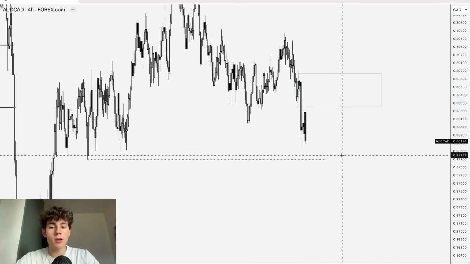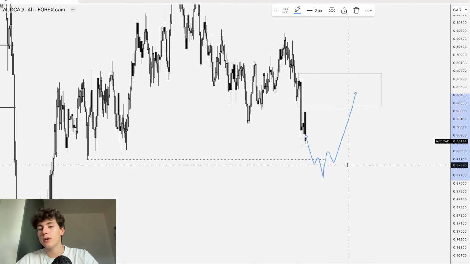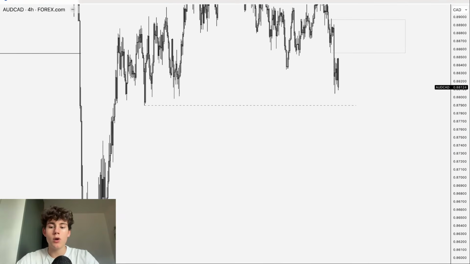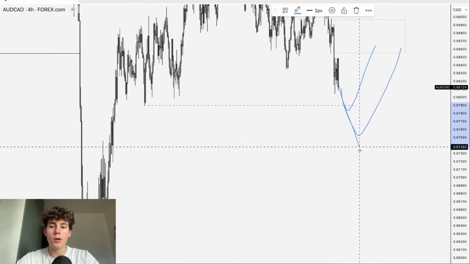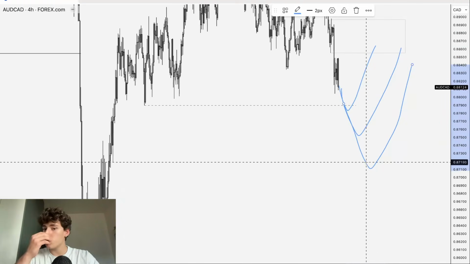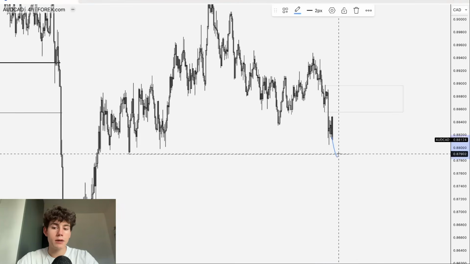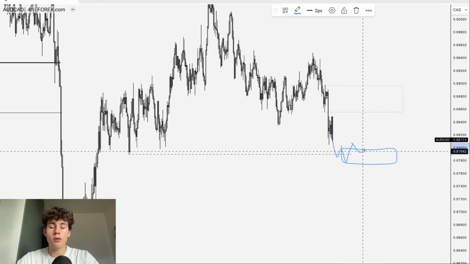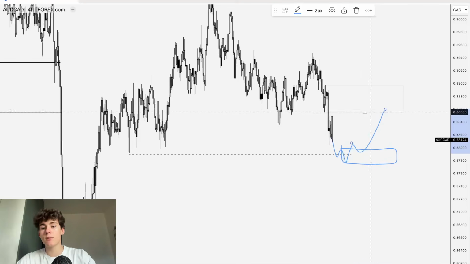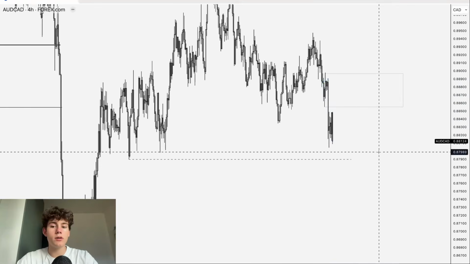Am I going to take a long setup after we swipe this low and then just a 50-minute fractal break? No, because we have a lot of room. We could move up higher from here, we could move up higher from here, we could even move up higher from here. So I'm definitely going to wait for a 4-hour change of character, and then I will scale in and look for the 50-minute or 1-hour to take any long setups towards this liquidity and the supply. So that's definitely a go-to here on AUD CAD.